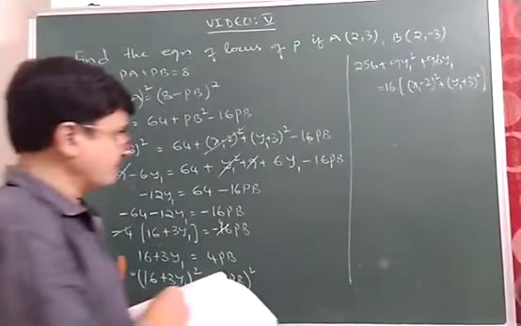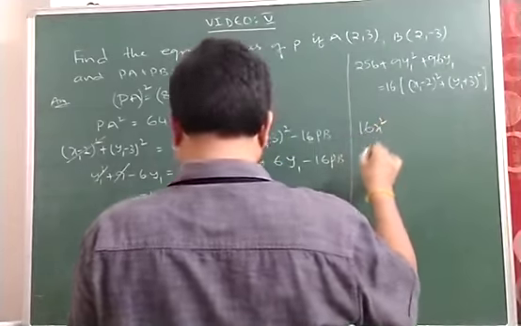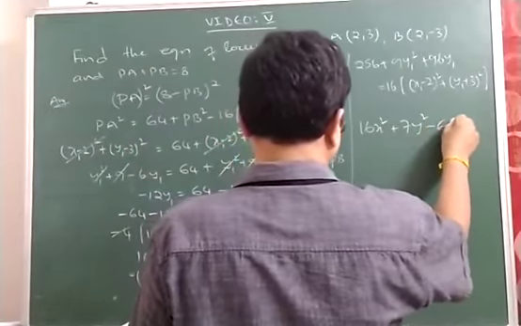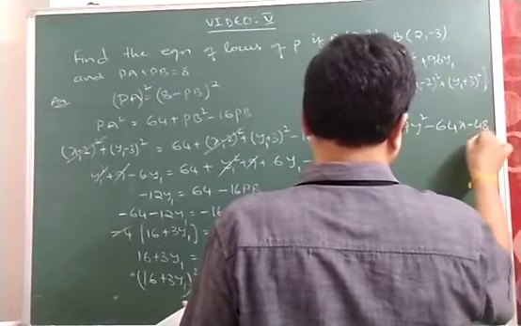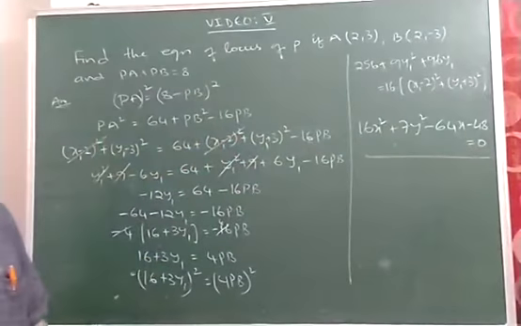16x square. Then simplifying, 16x square plus 7y square minus 64x minus 48 is equal to 0. This is the required locus. After simplifying, we get, that is the answer.